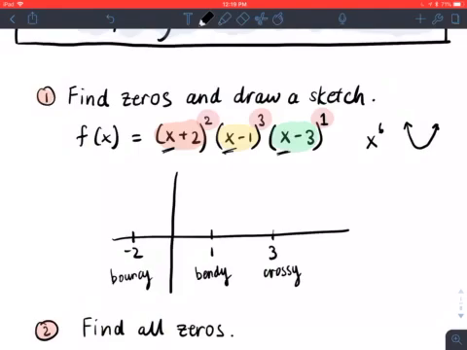So this means that we should start above the x-axis, bounce here, then bend as it goes through the point x equals 1, and then go straight up through the next zero. So our end behavior is up, up.